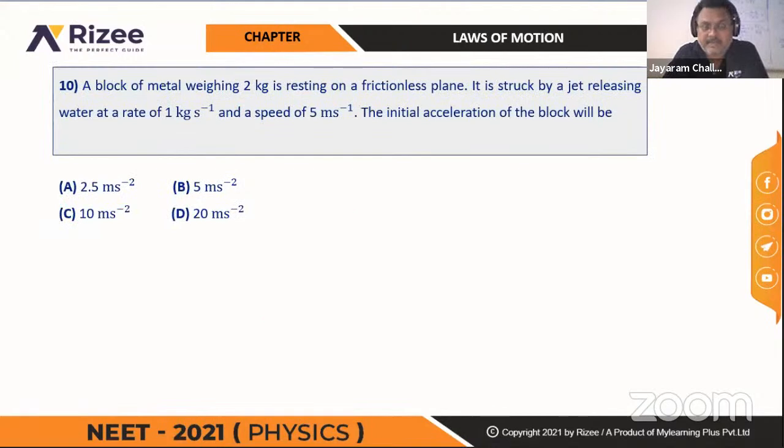The block of metal weighing 2 kgs is resting on a frictionless plane. It is struck by a jet released from the water, in this case the initial acceleration. It's a variable mass, F is equal to relative velocity into dm by dt. So F can be written as mass into acceleration, ma is equal to. What is the relative velocity? It is 5 meter per second and dm by dt is 1 kg per second.